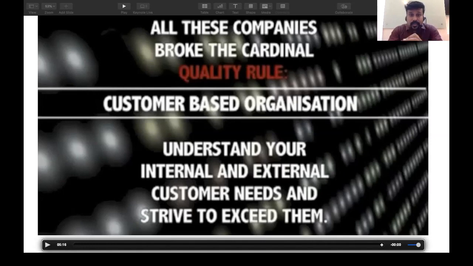There are three different situations. The first situation, NASA, cost of poor quality: money lost, human life lost, brand name lost. Second, Toyota: money lost, human life lost, brand name lost. Third one: money lost, environmental damage is also lost.